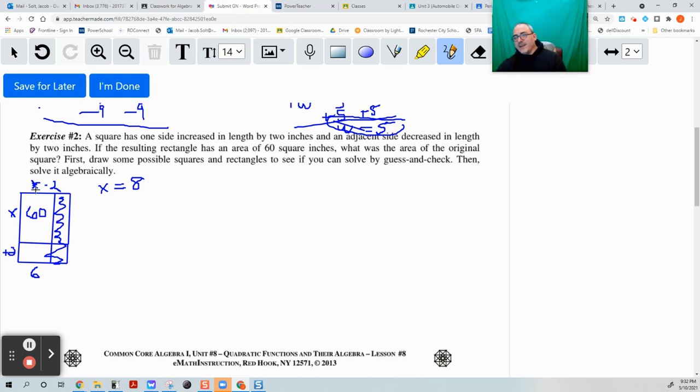If the original square is 8 and we added 2, that gives us 10 on this side. And if the square was 8 on this side and we subtracted 2, that gives us 6. 10 times 6 is 60. Those are the rectangles we were looking for. Now solve it algebraically. Let me solve it algebraically. I need x plus 2.